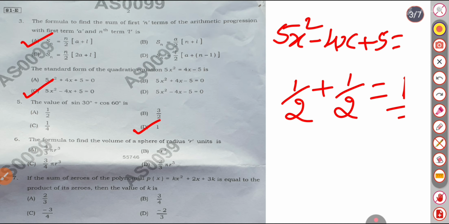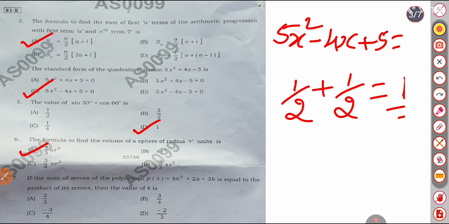Sixth one: the volume of the sphere of radius r unit is. Again it is the formula, a direct question. Option A is the correct answer, 4 by 3 pi r cube.